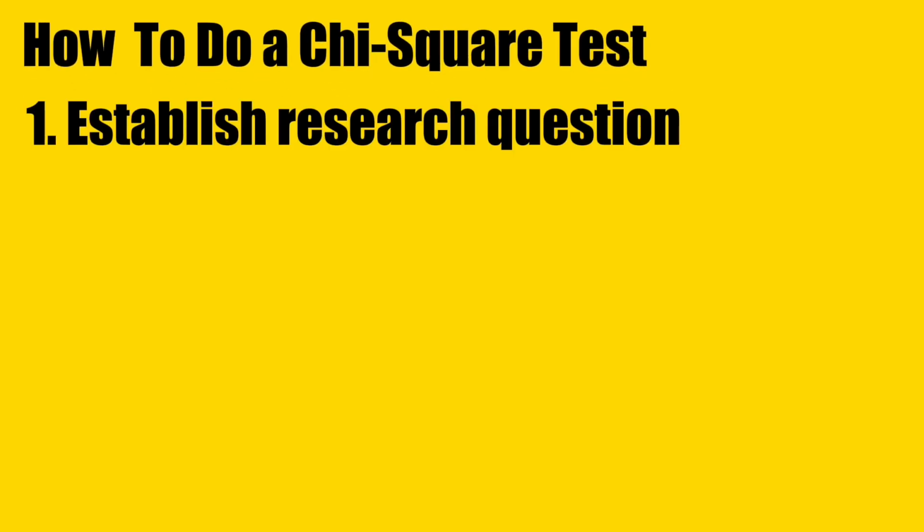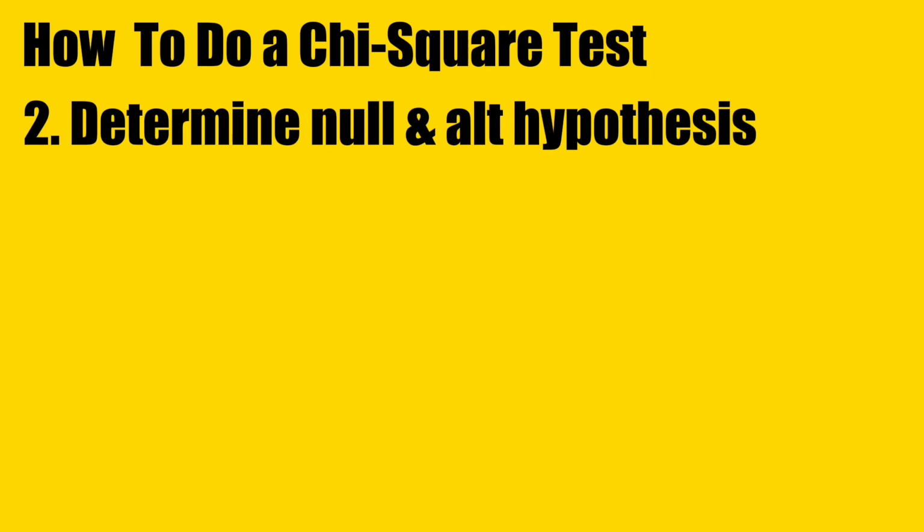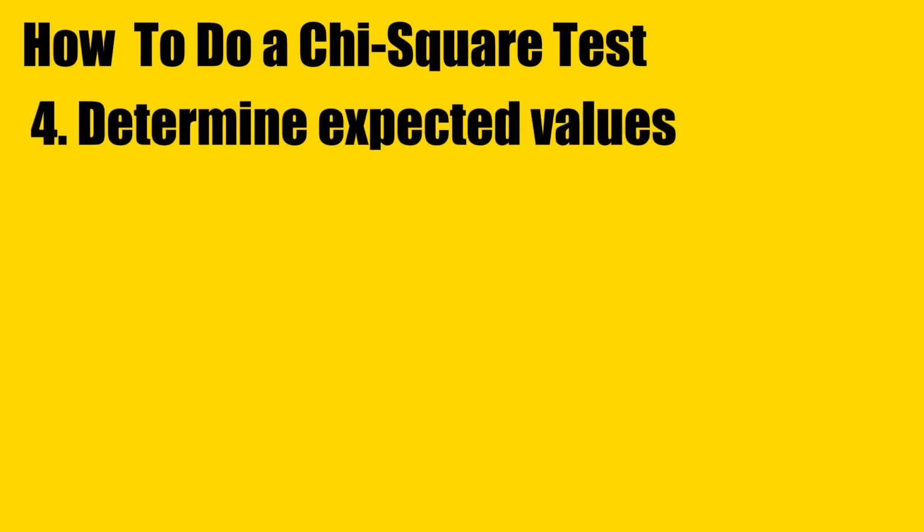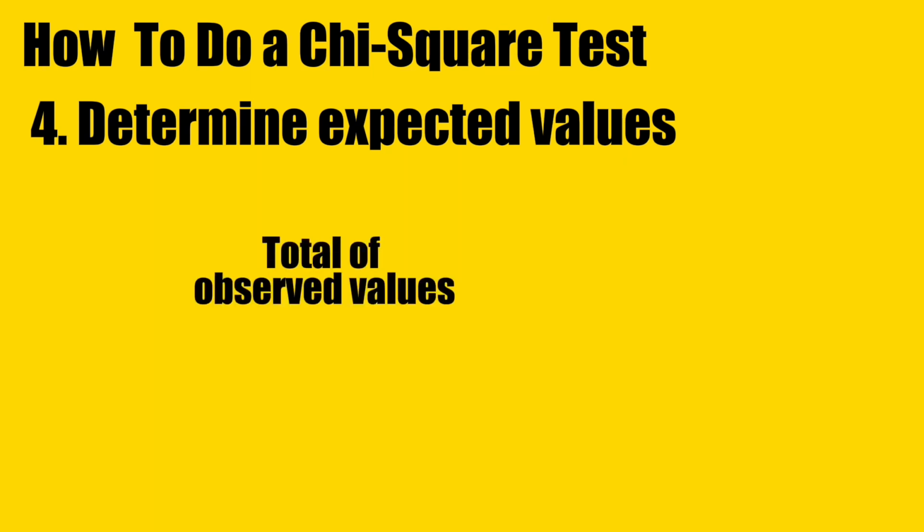Number 1, establish a research question. Number 2, determine the null hypothesis and the alternative hypothesis, which is just alternative to the null one. Number 3, count the observed values, which is just what you see. Number 4, determine expected values, which how you do that is you get the total of the observed values and you multiply that times the fraction of the category ratio. I can explain that more in an example.